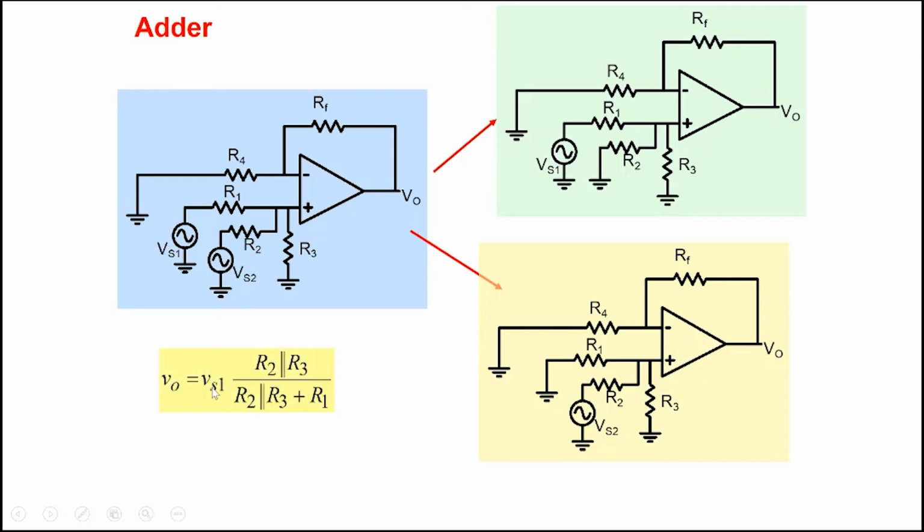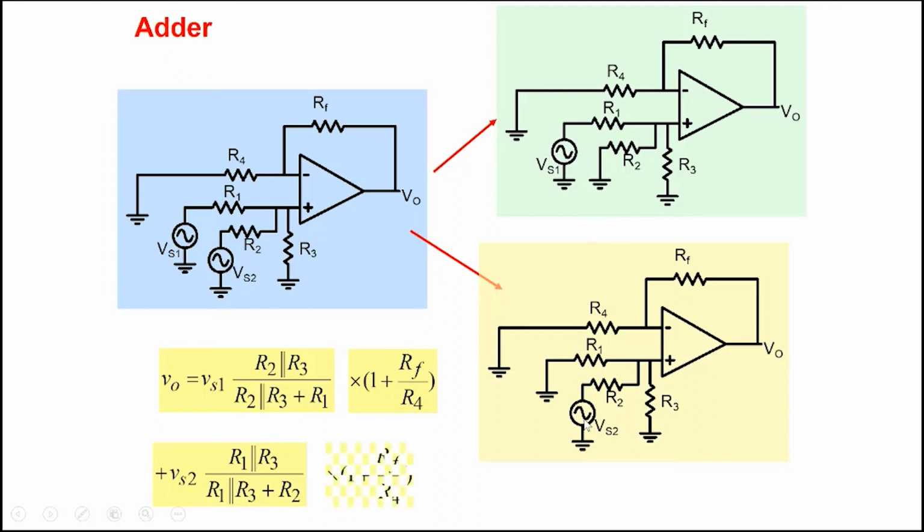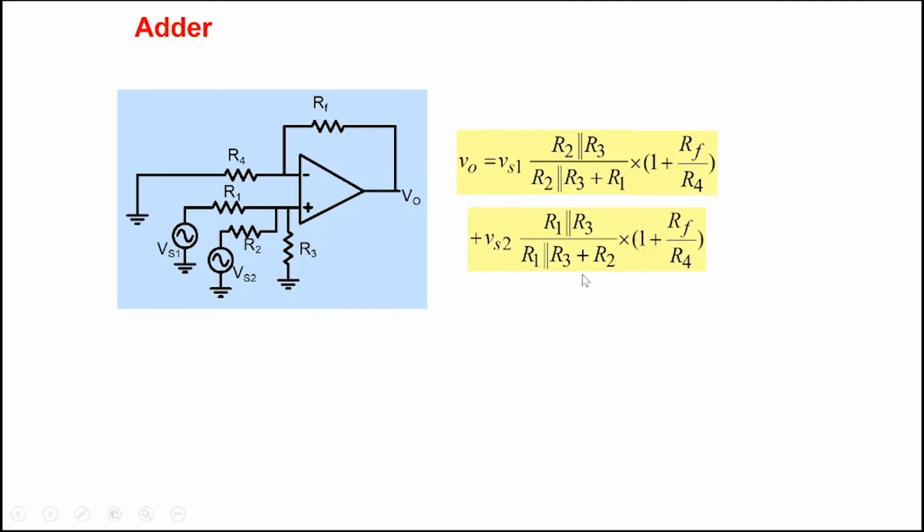V0 equal to Vs1 times the voltage divider, R2 parallel R3 divided by R2 parallel R3 plus R1, multiplied by 1 plus RF by R4. So it's a non-inverting amplifier. That's for Vs1, and similarly for Vs2, one can write it like this here. Right, so we'll get this equation here.